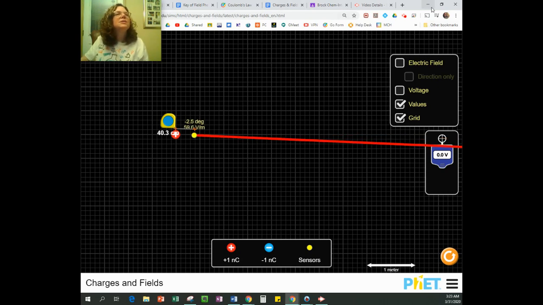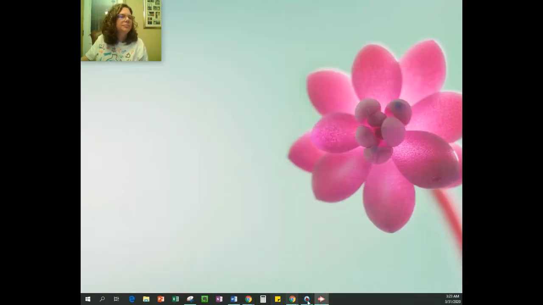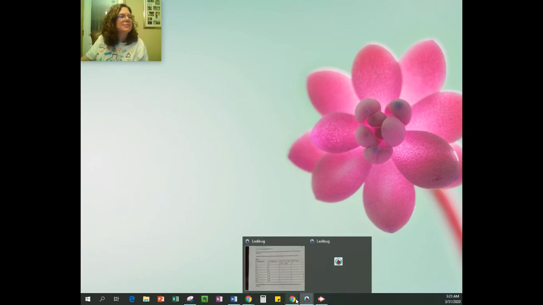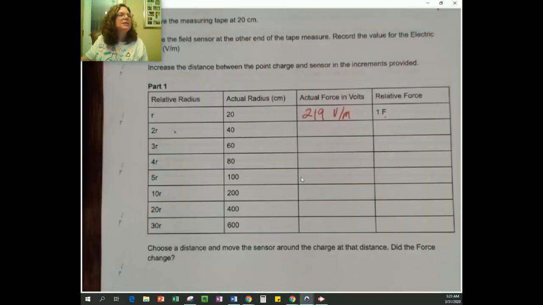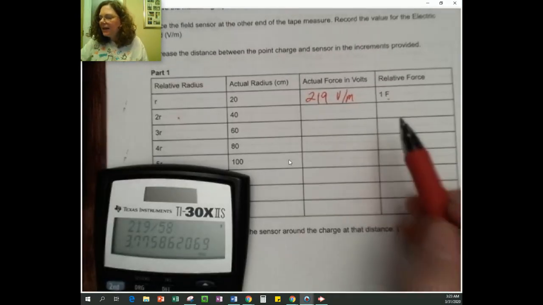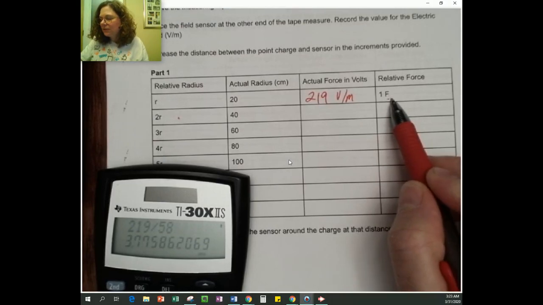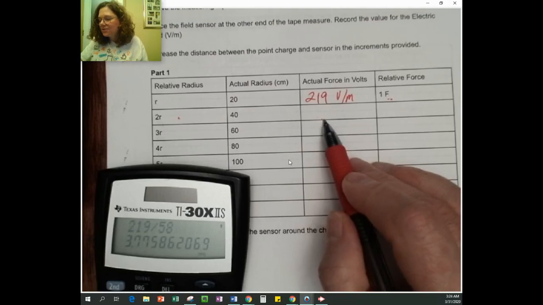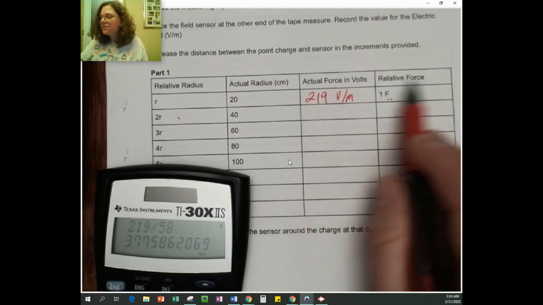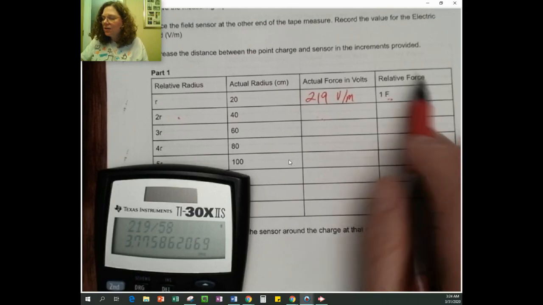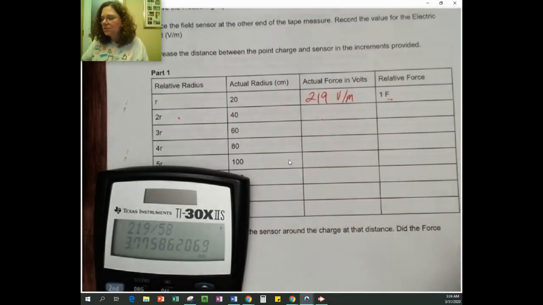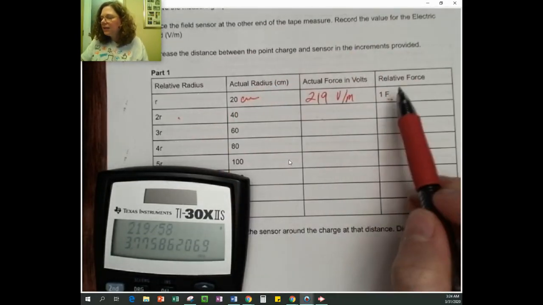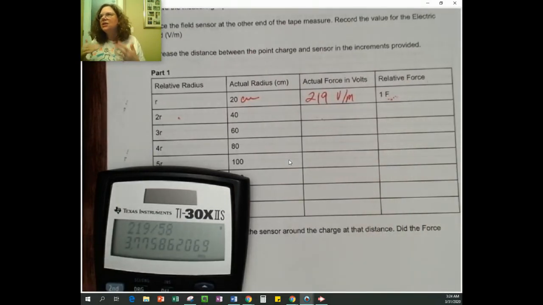All right, so this is what this is going to look like now. It's not perfect, it's not going to give us exactly what we need, but it's going to be close enough. We are seeing how the force changes. We know what the actual volts are going to be because that's what our sensor gave us. This first radius, 20 centimeters, gave us a force of 1, so we're just seeing how that changes.